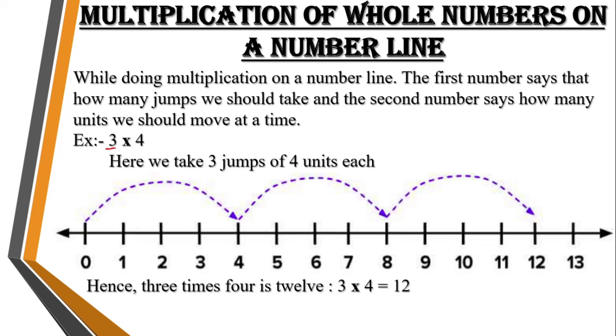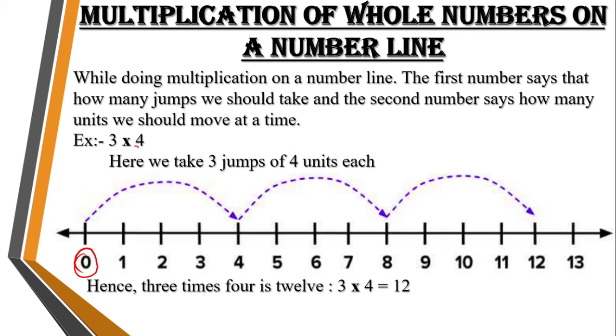So the first number here is 3. So what does 3 say? 3 says how many jumps. The first number always says how many jumps. And here the next number is 4. So here 4 says how many units each. The second number says how many units each we should do. So while starting multiplication, we should always start by locating 0.